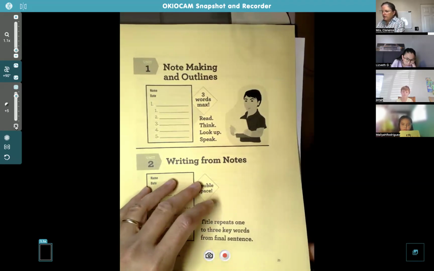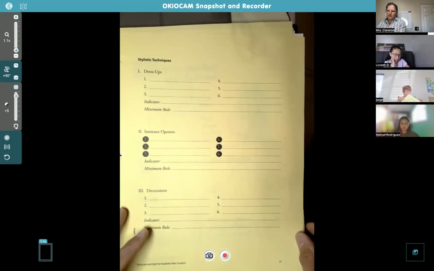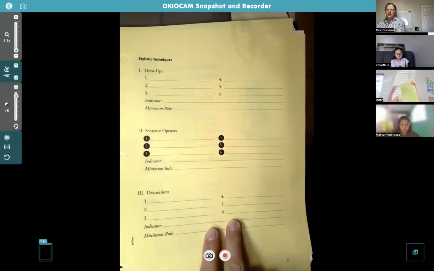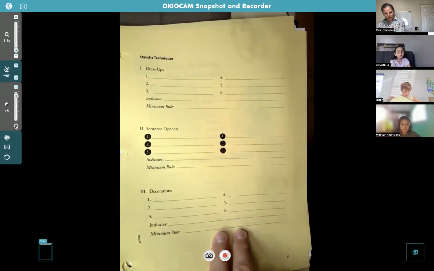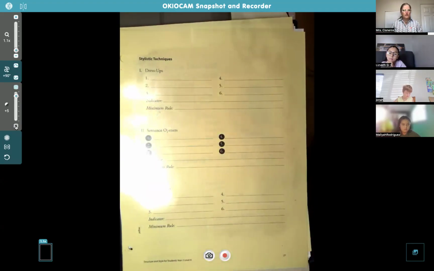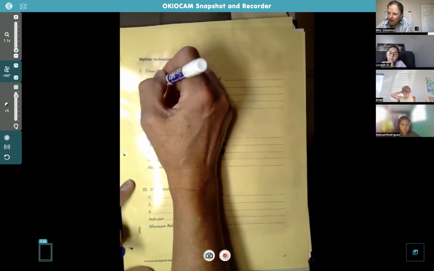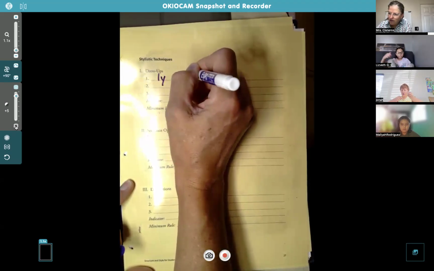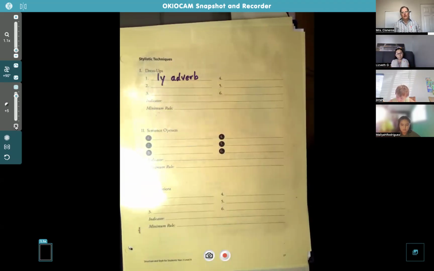Okay, now look at the next yellow paper. And you don't have this one either, Lizzie, so just watch this part. This one is our stylistic techniques. And we're going to start with the first dress up, only one. And it's ly adverb. So go ahead and write that in next to number 1 on this yellow page, page 27. Ly adverb. We're going to start with that one. I'm sure you remember that from last year. We used a lot of those in our writing. All right, and that's all we're going to do for that page.